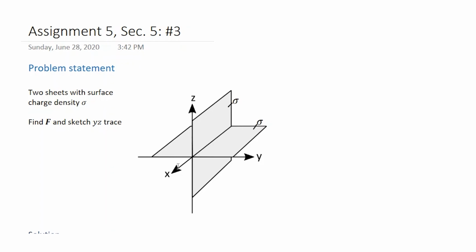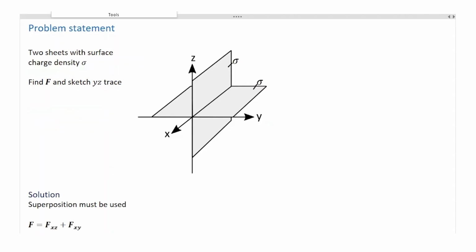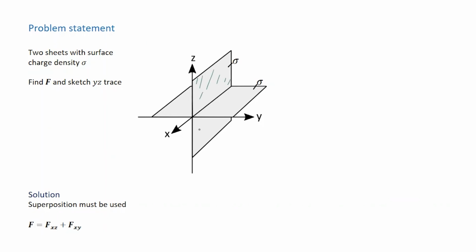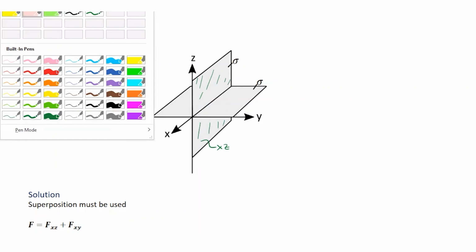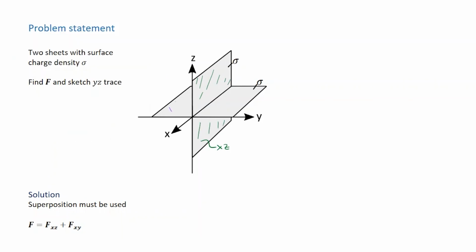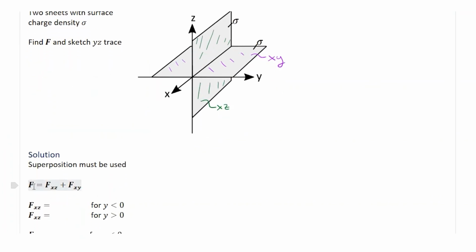So to solve this problem, what we'll use is superposition. We will find the field from the sheet that's parallel to the xz plane, which is the sheet that's green. And then we will add it to the field produced by the sheet, which I will draw in purple, which I'll call xy. This is what I wrote here. Total field is equal to Fxz, which is the green one, added to Fxy.